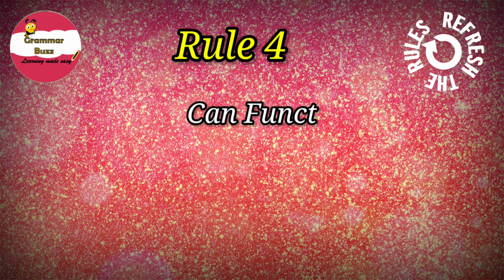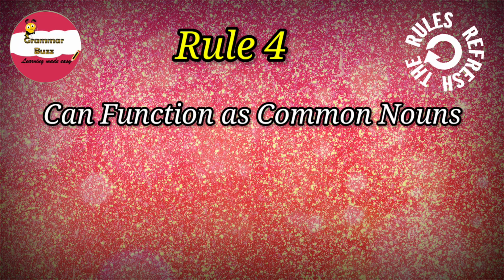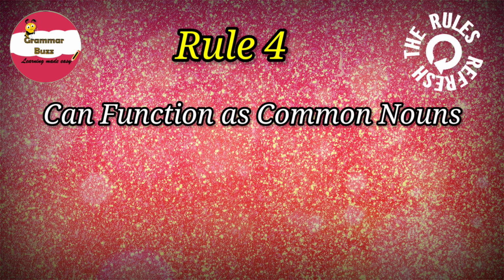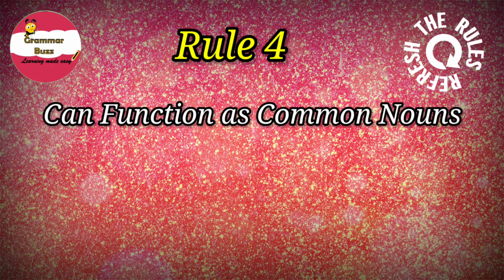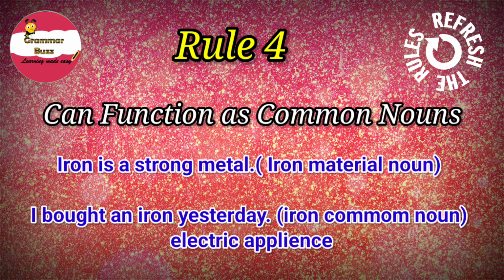Rule 4. Material nouns can function as common nouns. Sometimes a material noun changes its function and becomes a common noun. How? When the name of the material is used to refer to an object, tool, article or product made from that material, it is treated as a common noun. For example, iron is a strong metal. Here iron means the metal itself, so iron is a material noun.